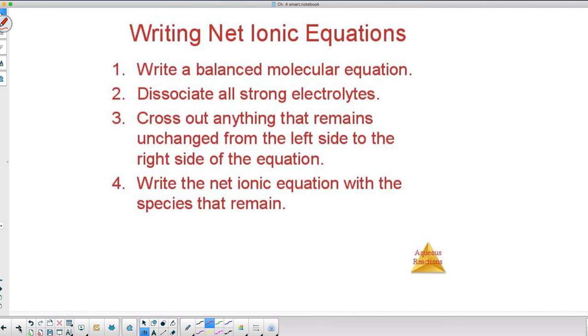For writing a net ionic equation, I'm going to give you a paper that we are going to do. I'm going to show how to do the net ionic equation, and then I'm going to ask you to do it. It's going to be an assignment, and I'm going to have a screencast with it. So I'm going to skip this part and continue on.